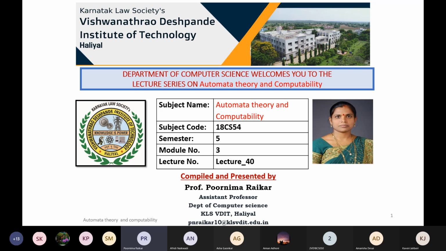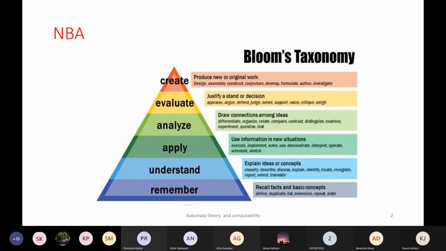Today I am going to give a lecture series on automata theory and computability with subject code 18CS54, module number 3, lecture number 40. Before we start with today's topic, we'll first understand what is NBA, course learning objectives, course outcomes, Bloom's taxonomy.